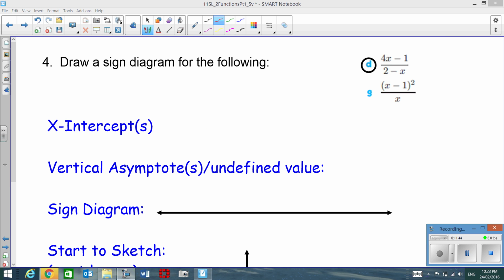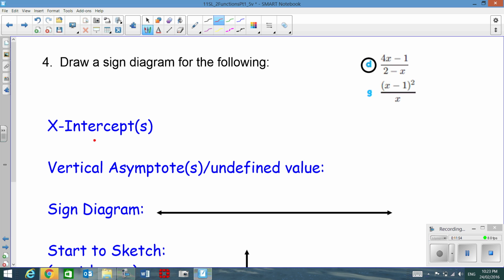Our last example today is going to include an asymptote. So you have a rational function with a numerator and denominator. Remember, our x-intercepts occur when your y value is equal to 0. And remember, your vertical asymptotes occur when you have undefined values. So that is when your denominator is equal to 0.